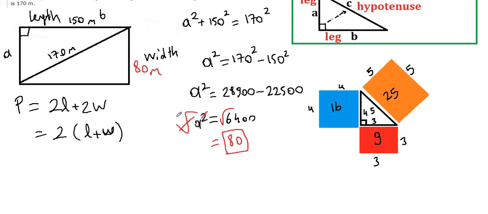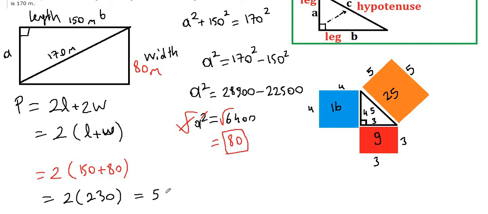Now we can apply the perimeter formula. We know that perimeter is 2 times length plus width, which is 150 plus 80. So we obtain 2 times 230, which is 460 meter.